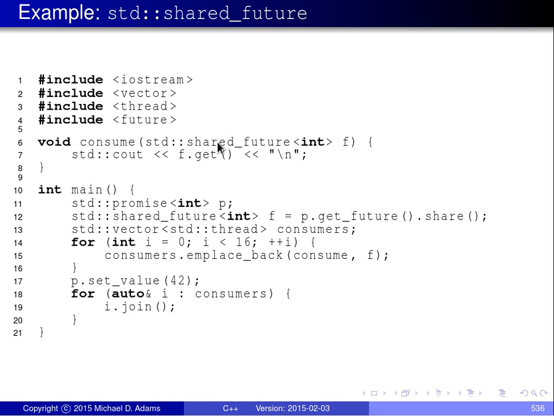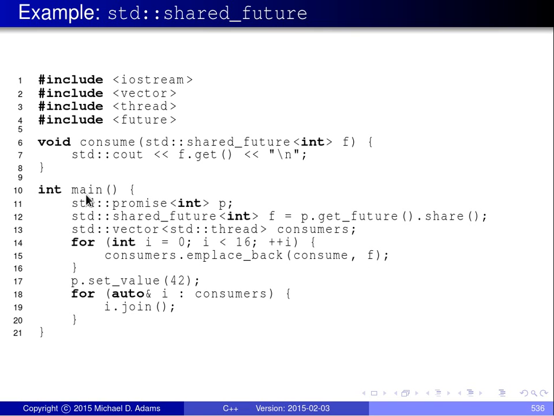This function takes a single parameter f, and the type of this parameter is shared future int. So it's a shared future, and the type of the result that's read out of this future is type int. When we're looping here, we create a thread that executes the function consume, and we're passing it a shared future as a parameter.